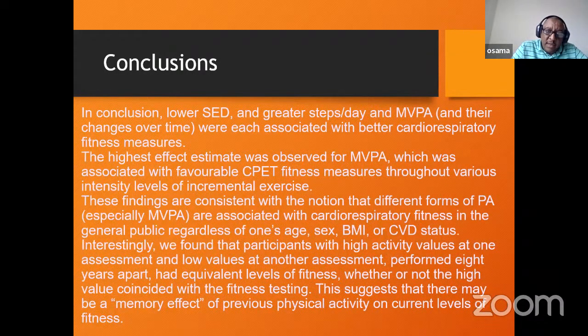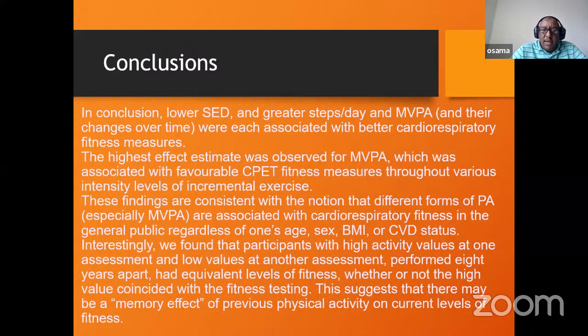In conclusion, lower sedentary time and greater steps per day and moderate-vigorous physical activity, and their change over time, were each associated with better cardiorespiratory fitness measures. The highest effect estimate was observed for moderate-vigorous physical activity, which was associated with favorable cardiopulmonary exercise testing fitness measures throughout various intensity levels of incremental exercise.